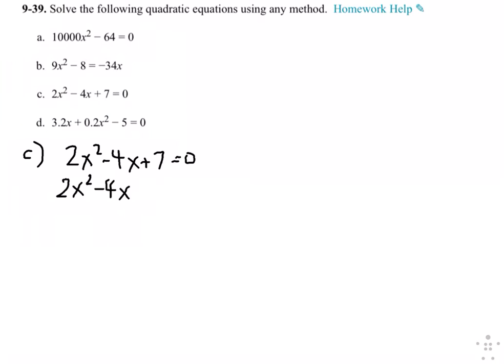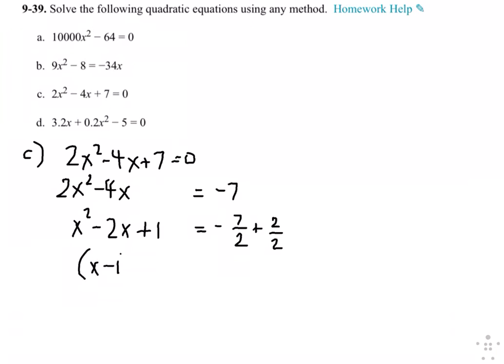So I'm going to bring my constant over to the right. I'm going to get my a to be 1, so I'm going to divide both sides by 2 and get x squared minus 2x equals negative 7/2. Then I'm going to take half the middle term, right, which is negative 1, and square it and add it to both sides, plus 1. So this is going to be plus 1, which is 2/2, right? So now the left-hand side factors to x minus 1 squared equals negative 5/2.